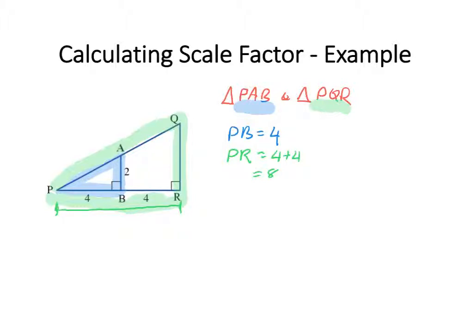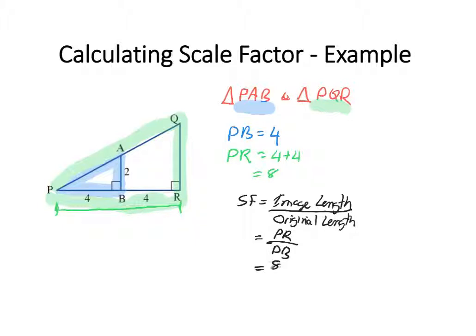the scale factor. And remember, the first thing you need to write down is the formula. So scale factor equals image length divided by original length. Again, because they haven't specified which is the image and which is the original, we can choose one to be the image, and I'm going to choose side PR. So PR divided by side PB, which is going to equal 8 divided by 4, which is equal to 2. So the scale factor of triangle PAB and triangle PQR is equal to 2.